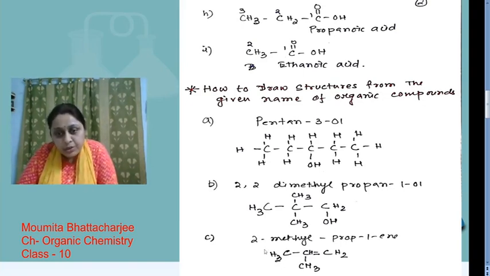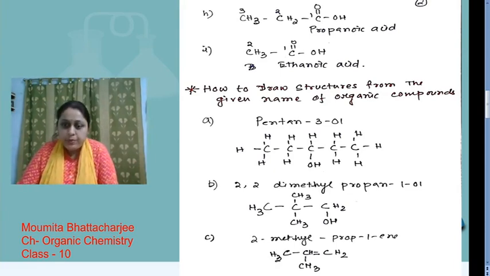Third one, 2-methylprop-1-ene. Prop means 3 carbons, 1, 2, 3. 1 position ene, ene stands for double bond, that's why the double bond is at position 1. 2-methyl is the prefix, as we have to give the branching. So the second carbon contains 1 branching, that is a methyl group.